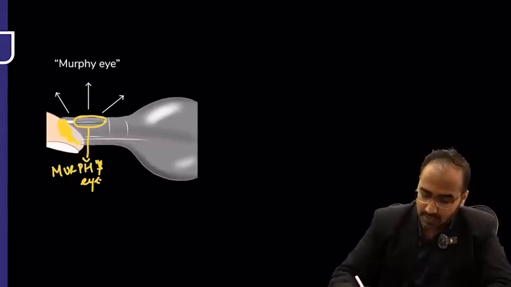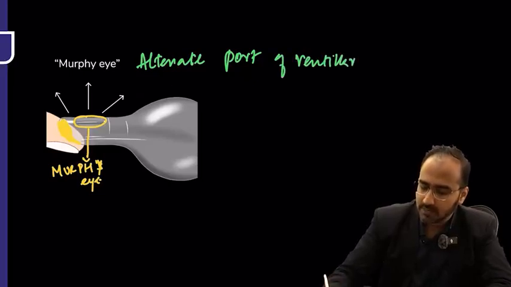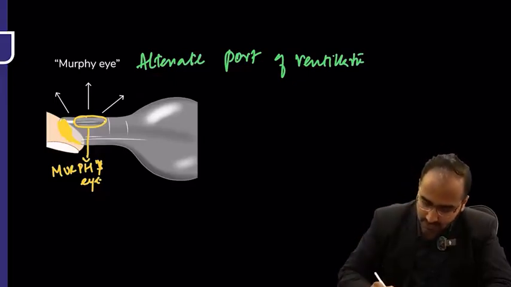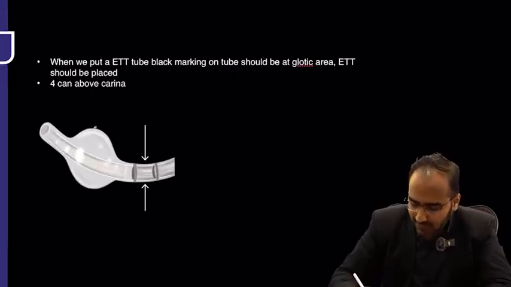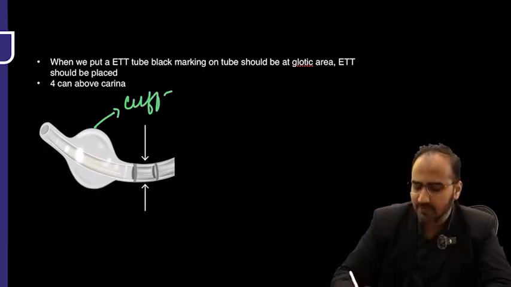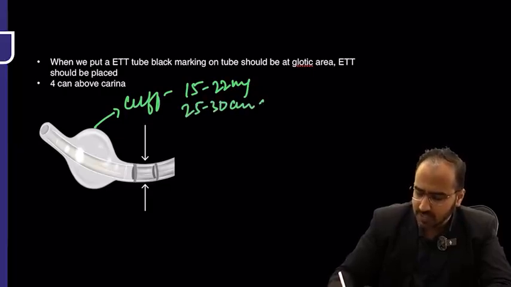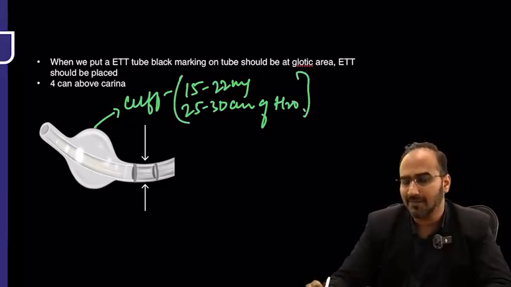Murphy's eye is an alternate port of ventilation. This is regarding Murphy's eye. Now, apart from Murphy's eye, the next part of the tube is the cuff. What is the pressure inside the cuff of the endotracheal tube? It is 15 to 22 mm Hg or 25 to 30 centimeters of water. That is the pressure used to inflate the cuff.